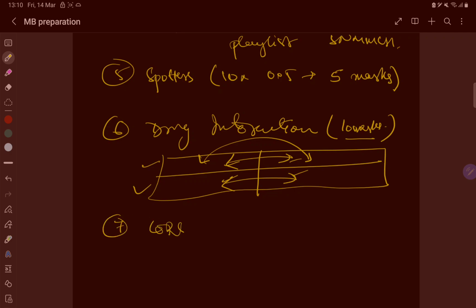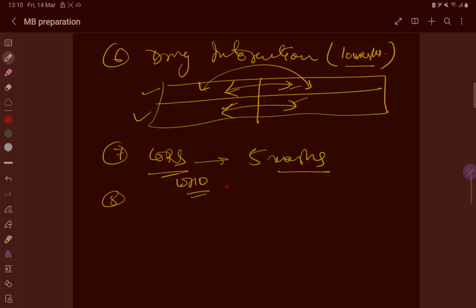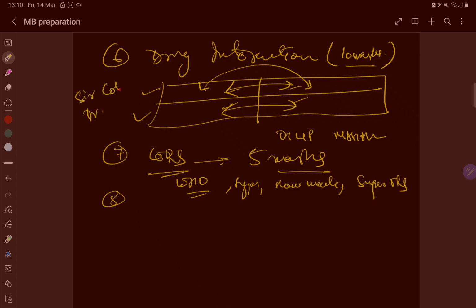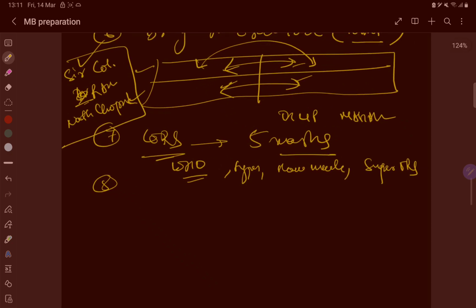The next is ORS. Okay, again, ORS in detail, you will be asked about ORS. Okay, the WHO ORS, all these types of ORS, homemade solution, as well as super ORS. Okay, and who discovered it? Dilip Mahalanobis. Who is the father of pharmacology? Sir Colonel Ramnath Chopra, not Dr. Ramnath Chopra. Obviously he is a doctor, but the full form, who is the father of pharmacology, is important, right?